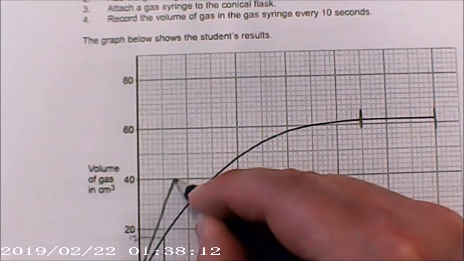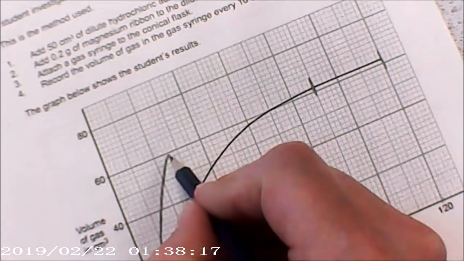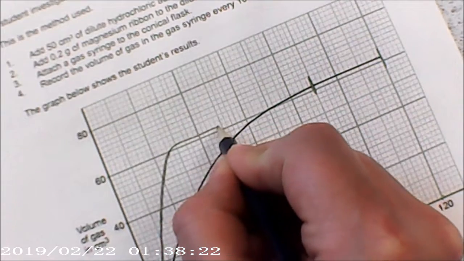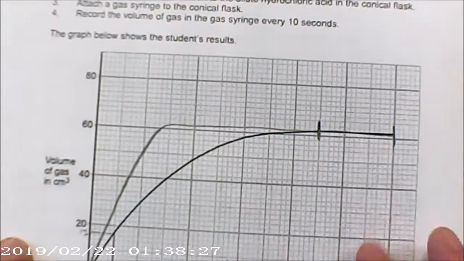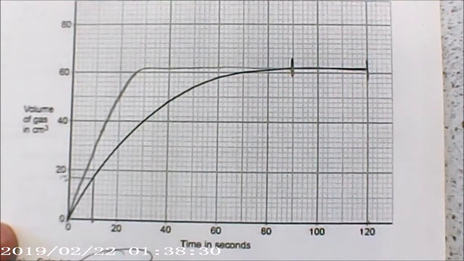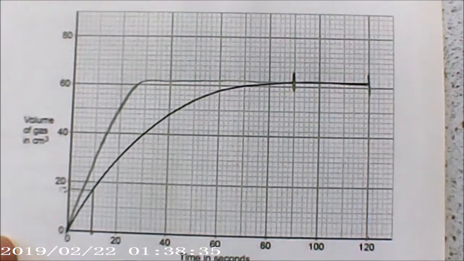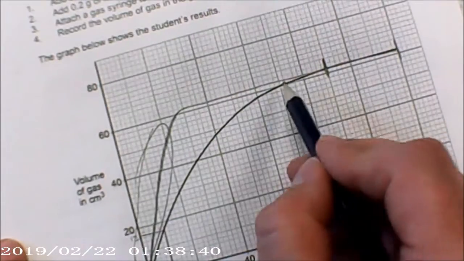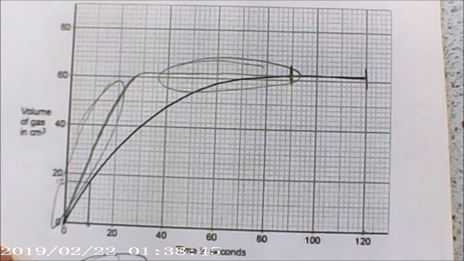Now what's also important is that we plateau at the same place. Okay, so we need to have our line going all the way to the end in line with that, because that means that everything's used up. It can't keep going on and on. There is only a certain amount of magnesium and a certain amount of hydrochloric acid. So having a steeper line is worth 1 mark. Plateauing it at the same point is the second mark. So well done if you manage to get both of those.